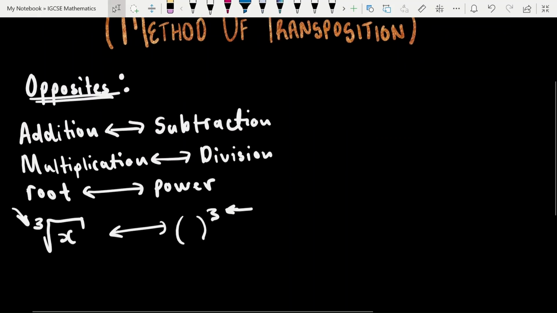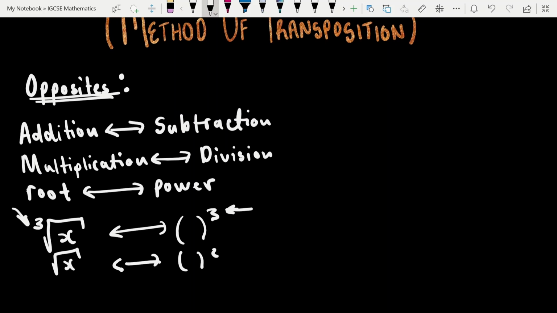If it's square root, we know that we just put the sign. We don't have to put a 2 outside. On the other side, it will just be squared. So these are opposites. An opposite is something that does the opposite, it reverses what you have done.